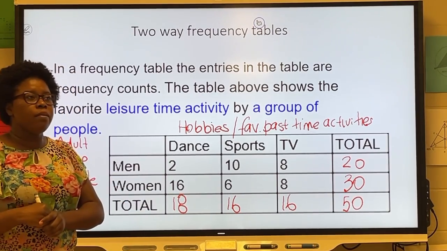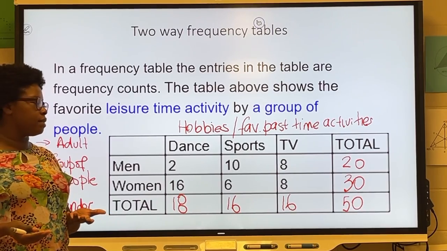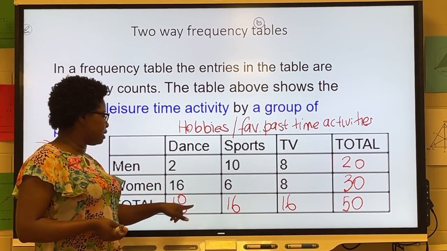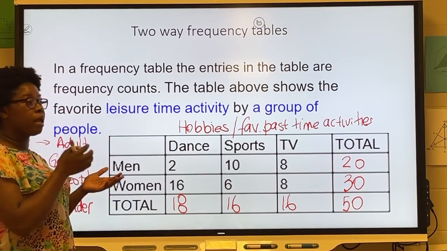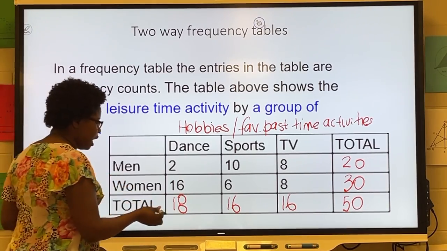Another frequency you will hear about is your marginal frequency. Your marginal frequency is basically the totals for the columns and the rows. I'm going to shade this region for you.